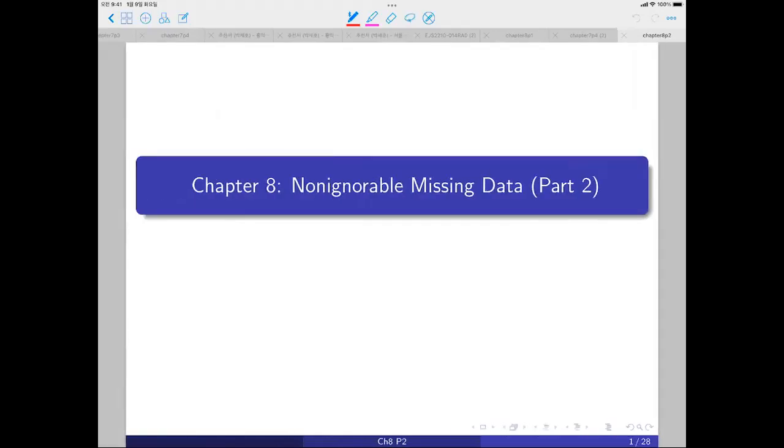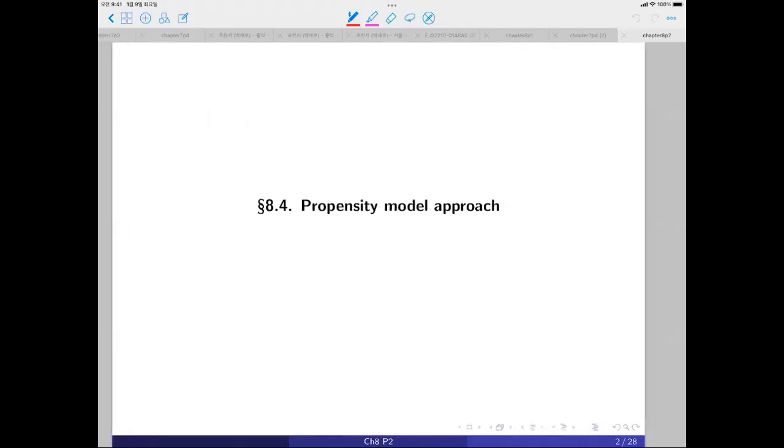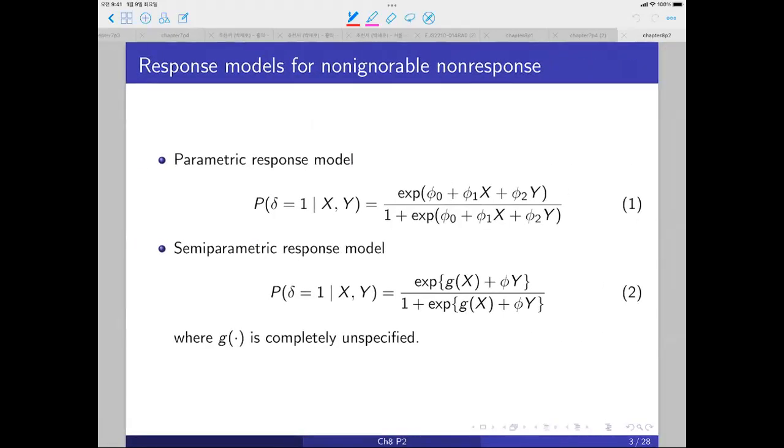So, part 2 of chapter 8. We'll move on to propensity score weighting approaches. Here's the model. Suppose we have a parametric model, logistic regression, but y is missing. So y is subject to missingness.